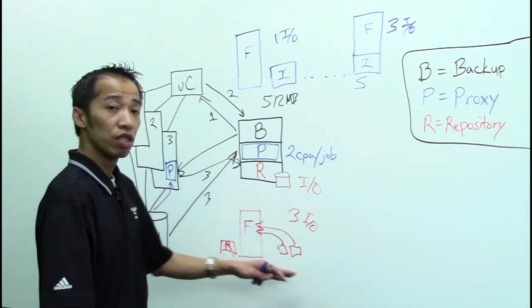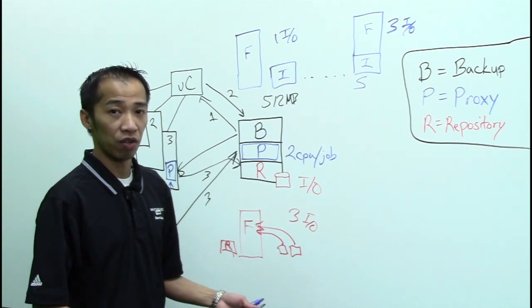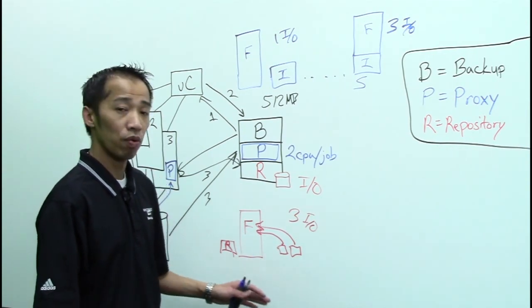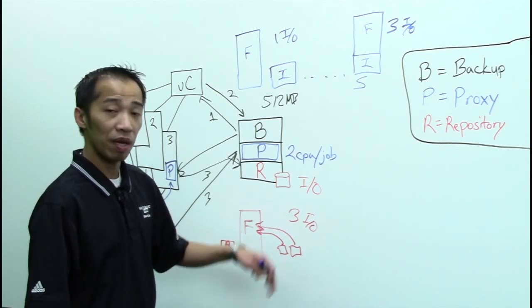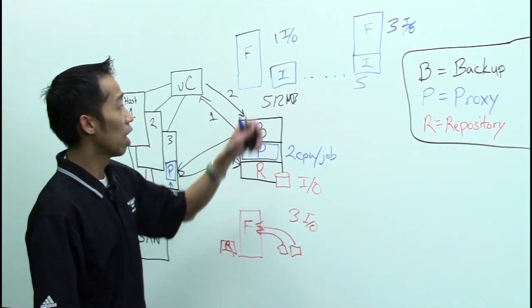The reverse incremental, only one full and a bunch of rollback points. So you're really going to get a lot of space savings because I never have to create another full. It's a bunch of rollback points. But it does come at the cost of more I/O. So your jobs will take longer.